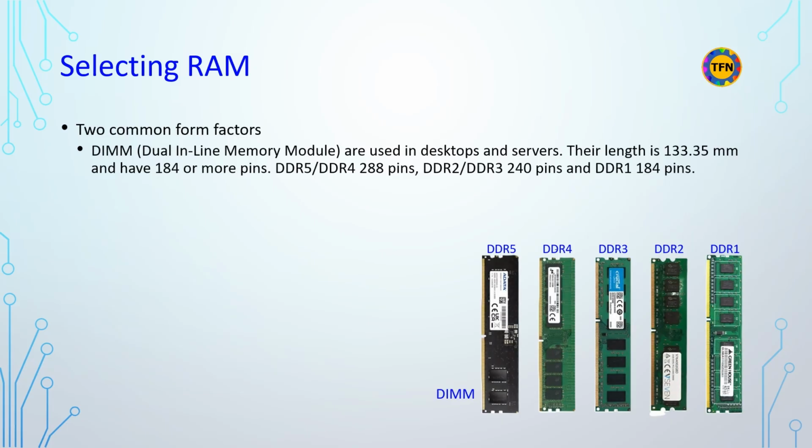RAM modules are available in two common form factors: DIMM or dual inline memory module for desktops and servers, and SO-DIMM or small outline DIMM for laptops and other compact devices. DIMMs are 133.35 mm long and have 184 or more pins depending on generation. DDR5 and DDR4 have 288 pins. DDR2 and DDR3 have 240 pins and DDR1 has 184 pins.